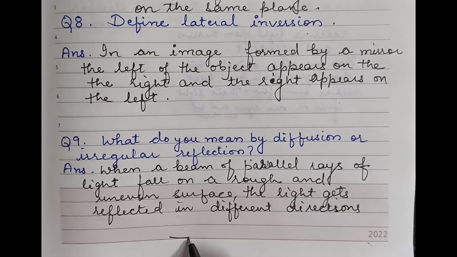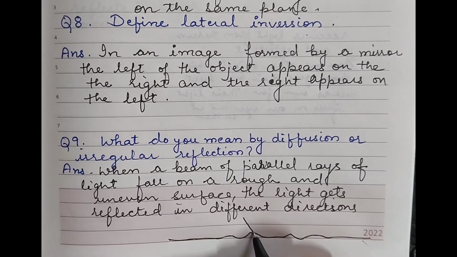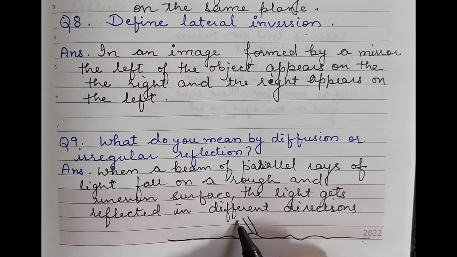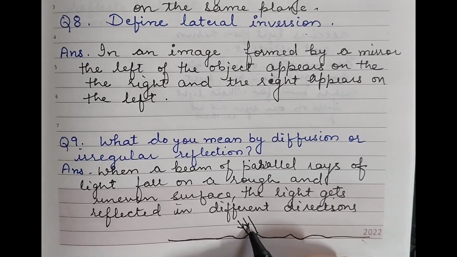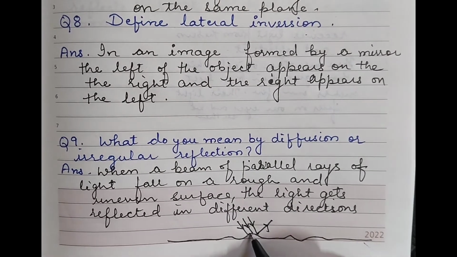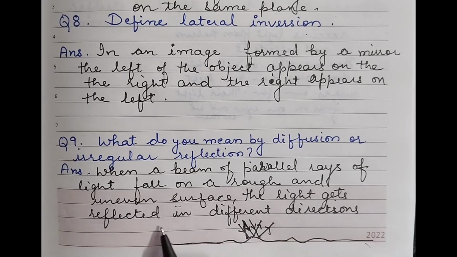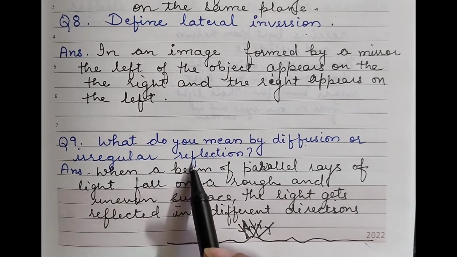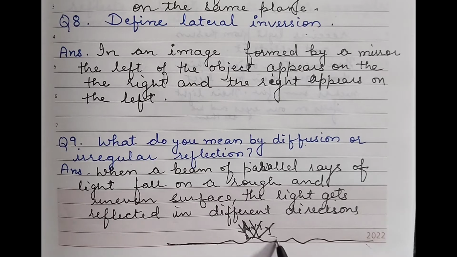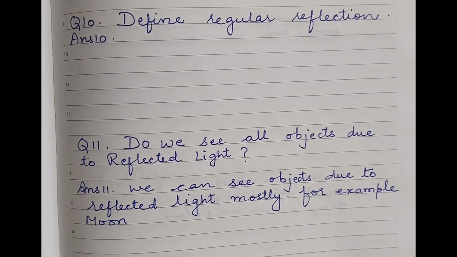Now look here. This is your irregular surface. When a beam of parallel rays falls on this rough, uneven surface, they go like that, go like that, go like that. They are reflected in different directions. This type of reflection is known as diffusion or irregular reflection. It is just because of the irregular surface. Clear? Now next question is, define regular reflection.